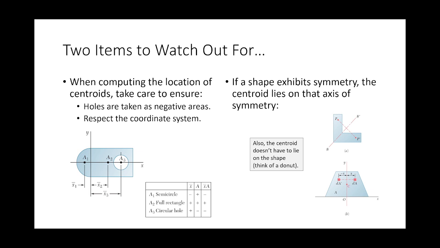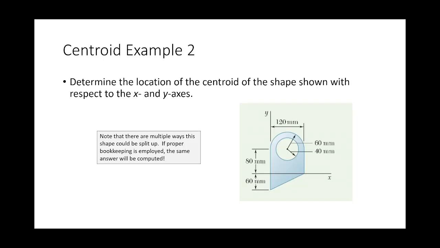Another thing to keep in mind is that the centroid does not have to lie on the shape. For instance, if I had a donut, where's the centroid of the donut? It's in the middle, right? It's not actually on the shape. So that's something to keep in mind. Again, I think you're going to find this is really important, but it's also pretty easy.